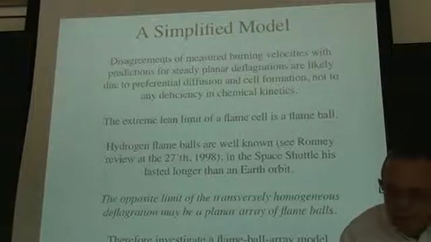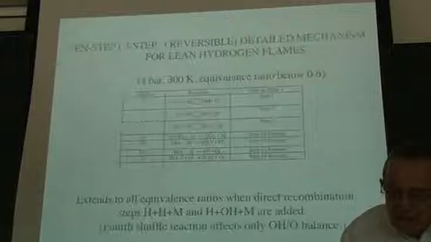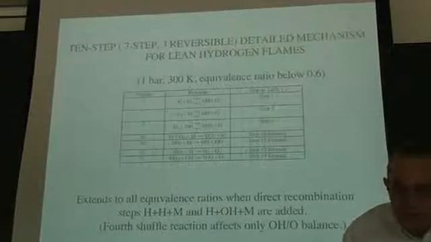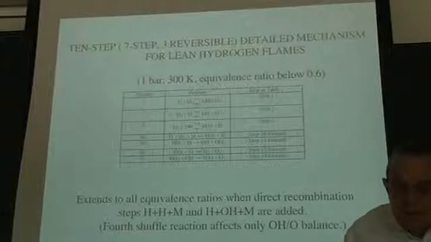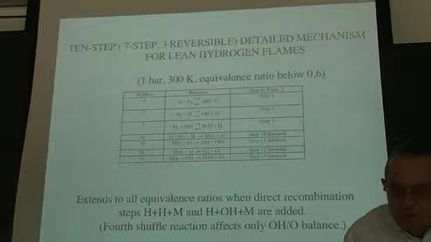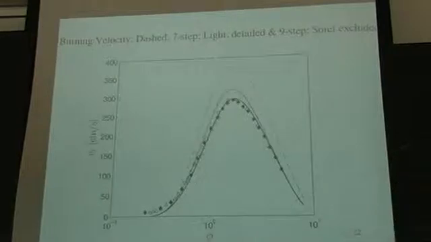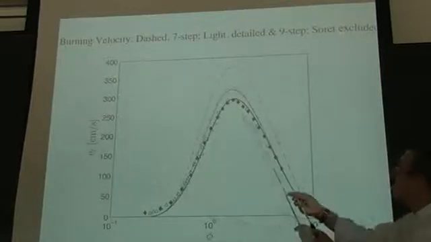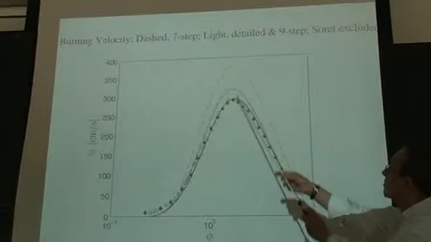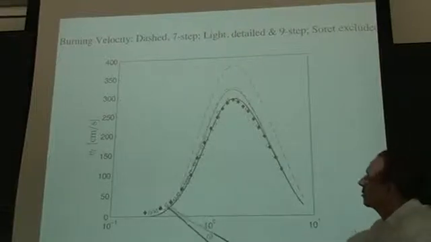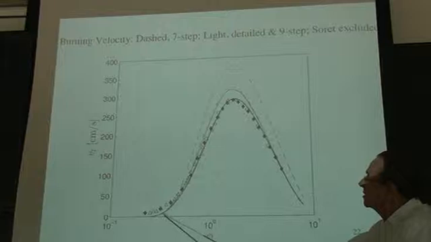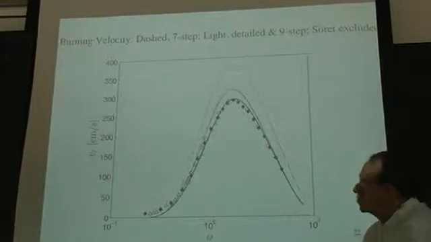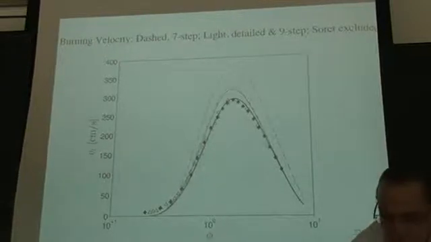Very different. But the trouble is, when you get to lean hydrogen and measure the burning velocity, computationally you can calculate it pretty well. Only 7 steps, 3 reversible, 10 steps will describe it, except at high pressures. There's a significant difference, and Soret is important here, not unimportant in the planar case here, but the computation is well below the measurements.